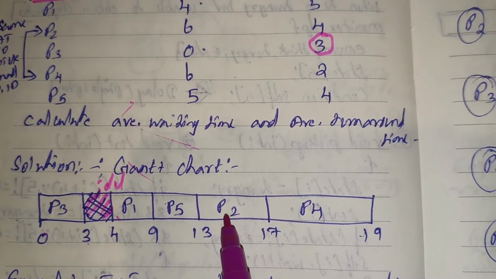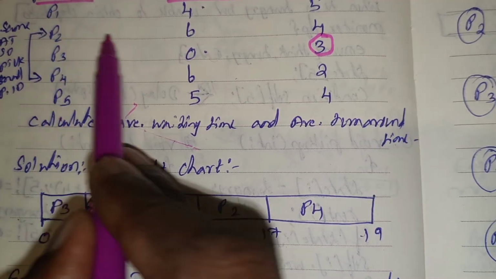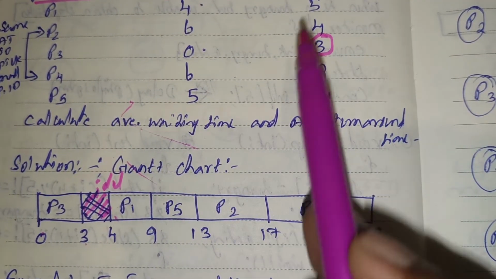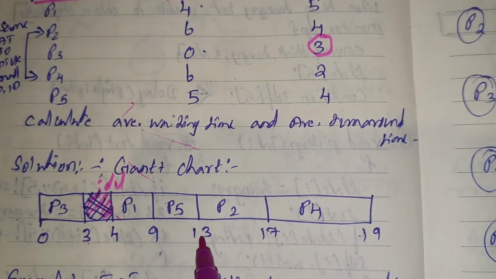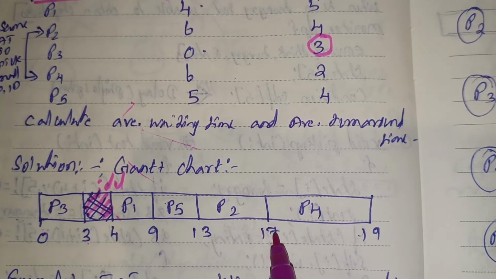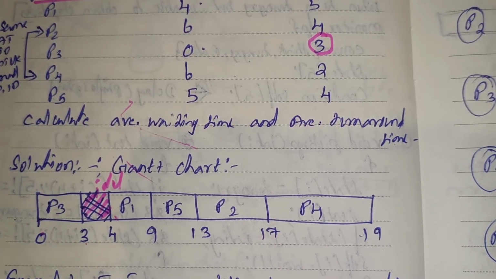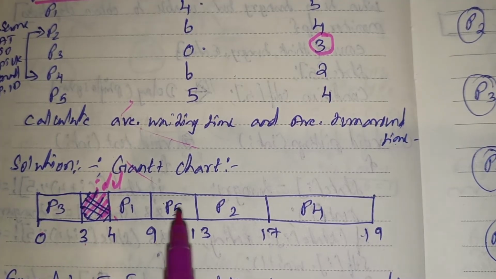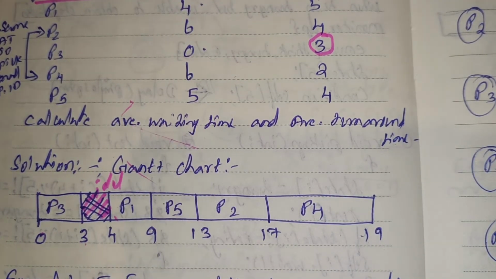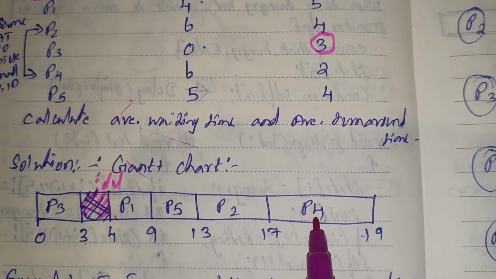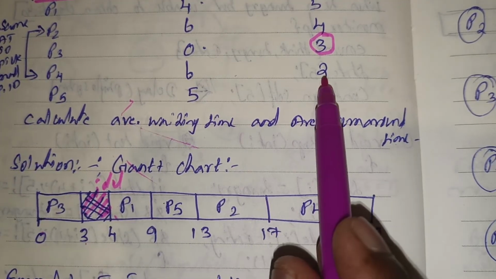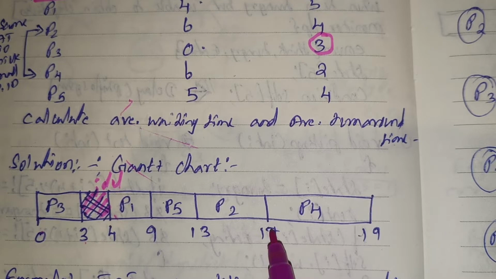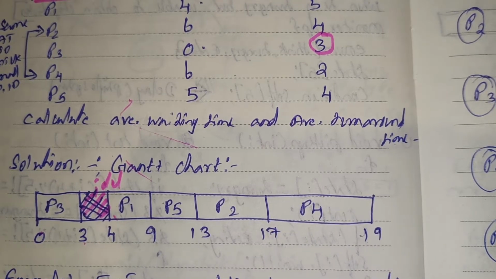So that is the reason P2 is coming inside. Now what is the burst time for P2? 4. So it starts at 13, 13 plus 4, 17. So P2 ends at 17. You can check it, no process is interrupting any other. It is running in sequence based on first come first serve. Finally we have P4 and its burst time is only 2. So it starts at 17 and ends at 19.